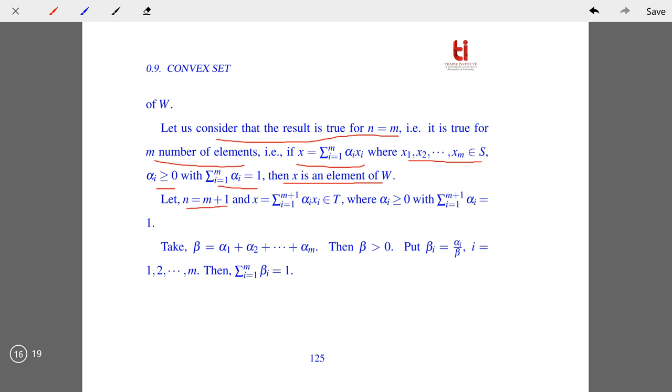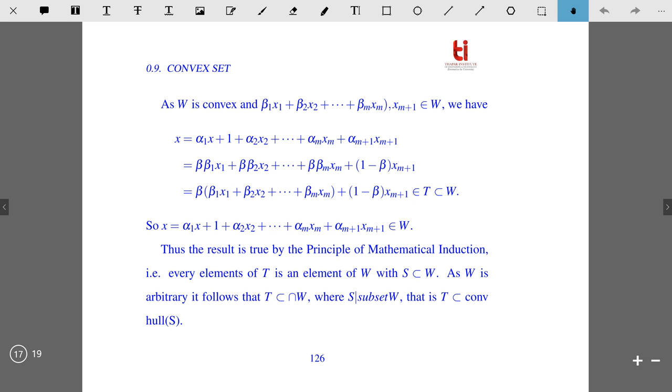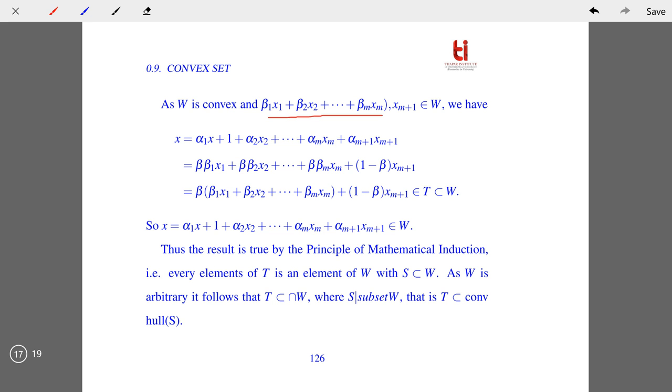So let n equal m plus 1, and x equals the summation of alpha i xi, where i is from 1 to m plus 1, belonging to T, where alpha i is positive and the summation of alpha i from i equals 1 to m plus 1 is equal to 1. So take beta equal to alpha 1 plus alpha 2 plus so on up to alpha m. Then beta is positive, and choose beta i equal to alpha i over beta, where i is from 1 to m. Then the summation of beta i is equal to 1. Further, we know that W is convex, and beta 1 x1 plus beta 2 x2 plus so on, beta m xm, and xm plus 1 belong to the set W. So we have x equal to alpha 1 x1 plus alpha 2 x2 plus so on, alpha m xm plus alpha m plus 1 xm plus 1.